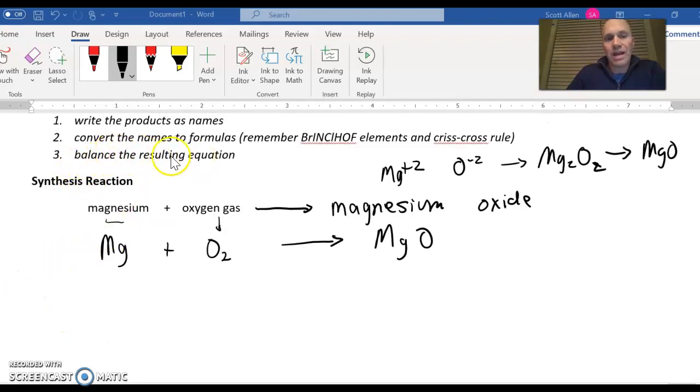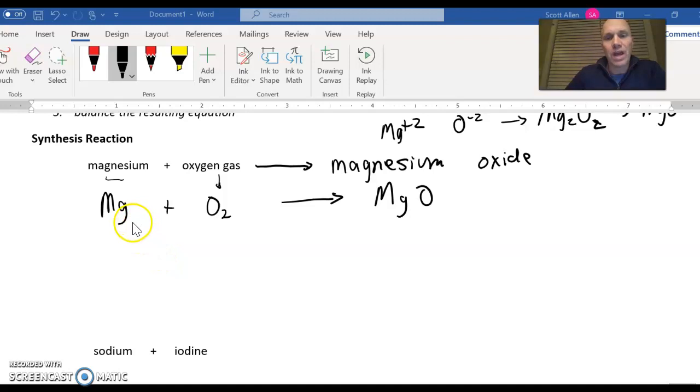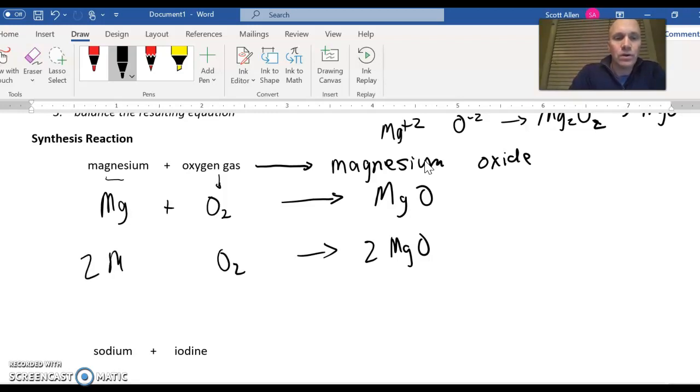Next, we want to balance this resulting equation. After we write the formulas down, remember it's not necessarily balanced yet. The first thing that we would want to do is recognize that we don't have enough oxygens over here. So this is going to be 2 MgOs. And then we need to have 2 magnesiums on this side right here.